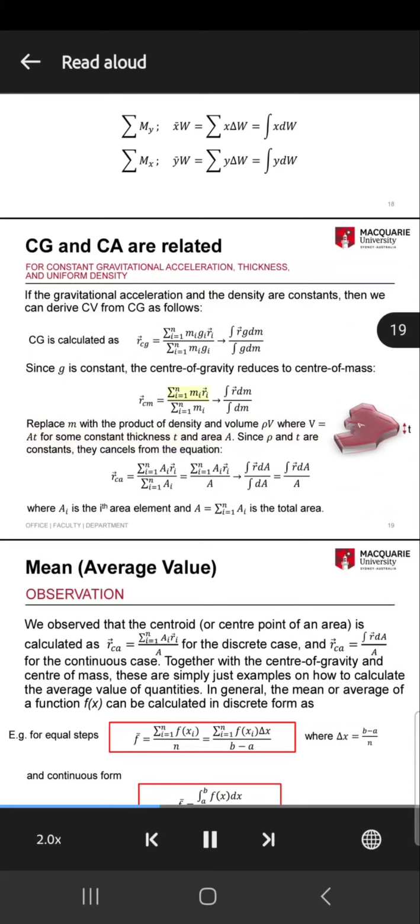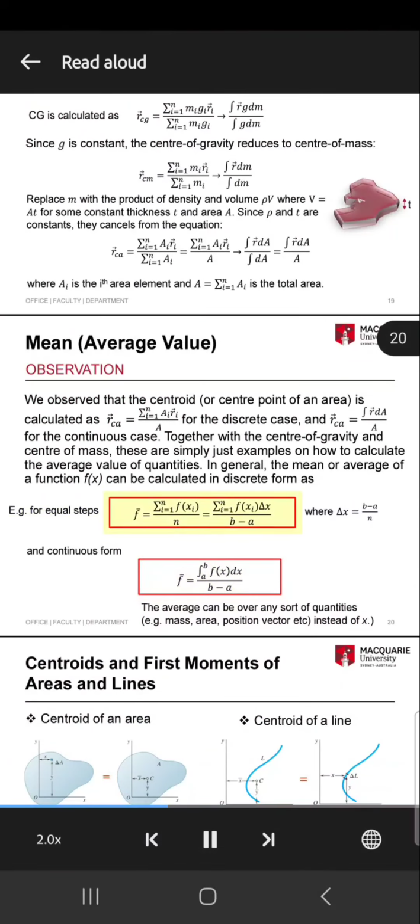The center of gravity equals the center of mass, equals the numerator, the sum from i equals 1 to n of m sub i, r sub i, over the denominator. This goes to the integral form, where dA is the i-th area element, and the sum of the dA equals A, the total area. In continuous form, the mean average value of f(x) equals the integral from a to b of f(x) dx, over b minus a. For a rectangle, it is the sum of heights for equal steps.